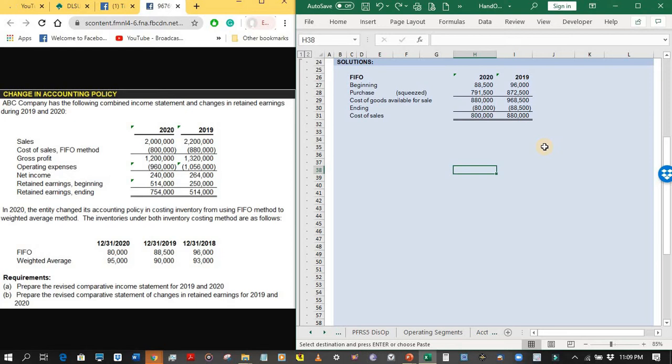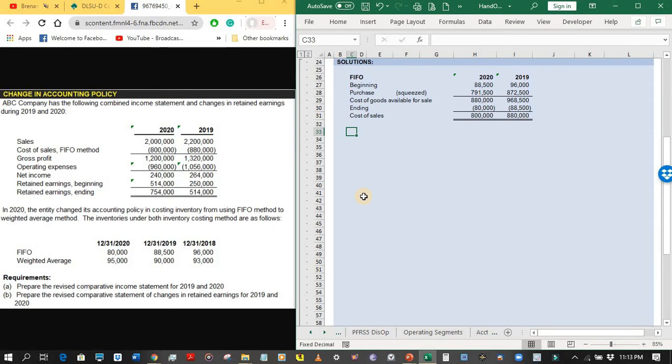So this is the computation of the cost of sales of ABC company if the inventory costing method used is Fifo method. Now, let us recompute the cost of sales assuming ABC company uses the weighted average method. Since the change in accounting policy is accounted for retrospectively, the effect of the change must be reflected in the prior periods as if the revised accounting policy had already been applied since the start, as if the Fifo method had never been applied at all. So let us recompute the cost of sales using the weighted average method, not only in 2020 but also for 2019.